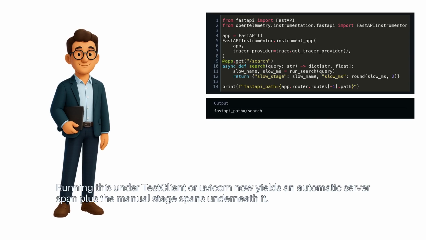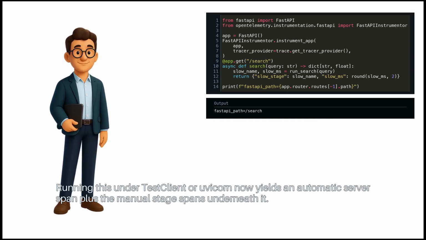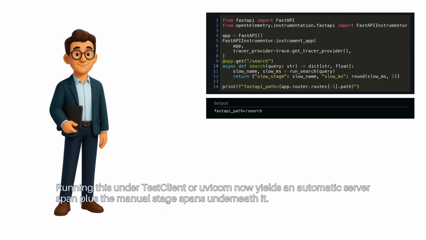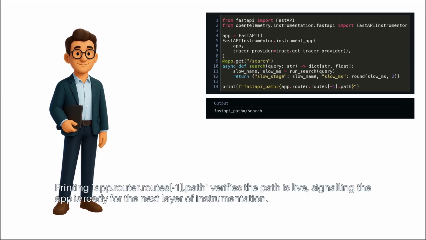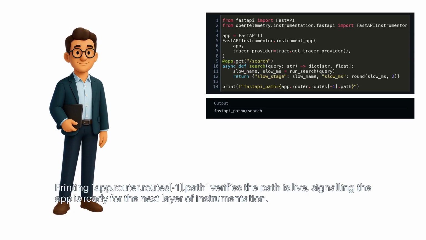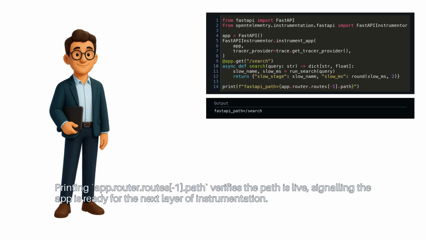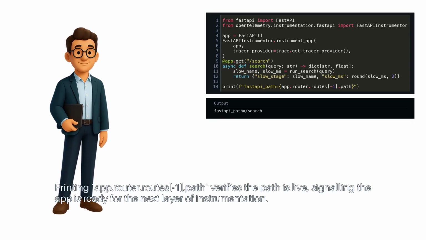Running this under TestClient or Uvicorn now yields an automatic server span plus the manual stage spans underneath it. Printing app.router.routes path verifies the path is live, signaling the app is ready for the next layer of instrumentation.